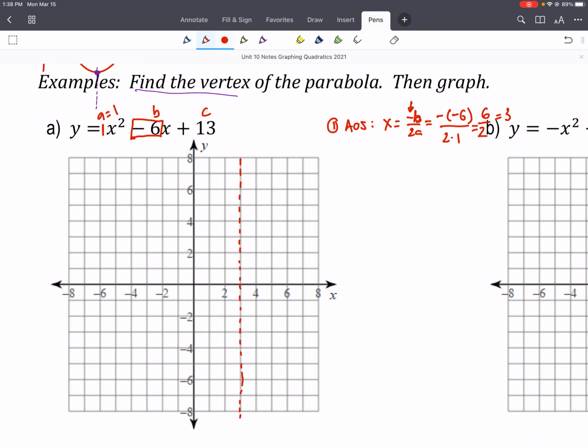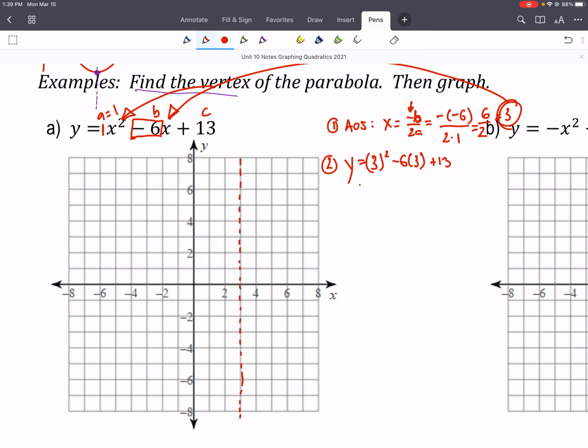So we know that our vertex is on that. We just don't know how high or how low it is. So now we need to do our second step, which is to find the y that goes with that x. If we have an x and we need to find a y, then all we need to do is plug it in for x. So y equals 3 squared minus 6 times 3 plus 13.